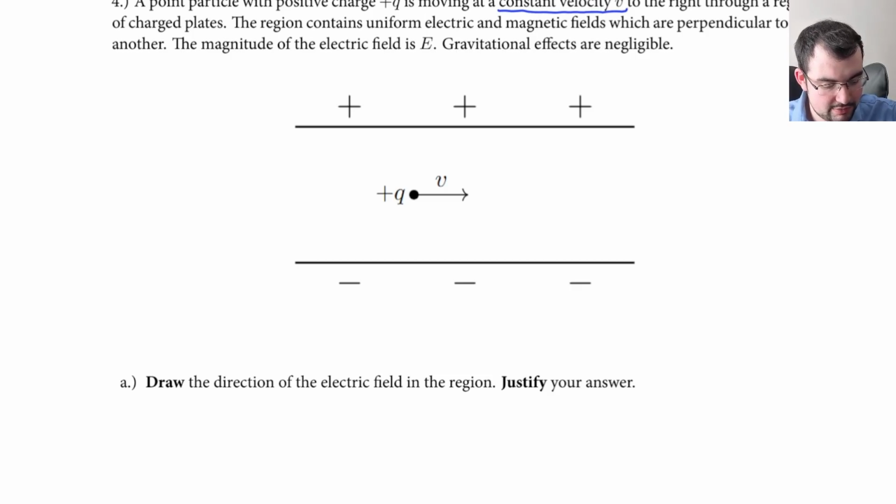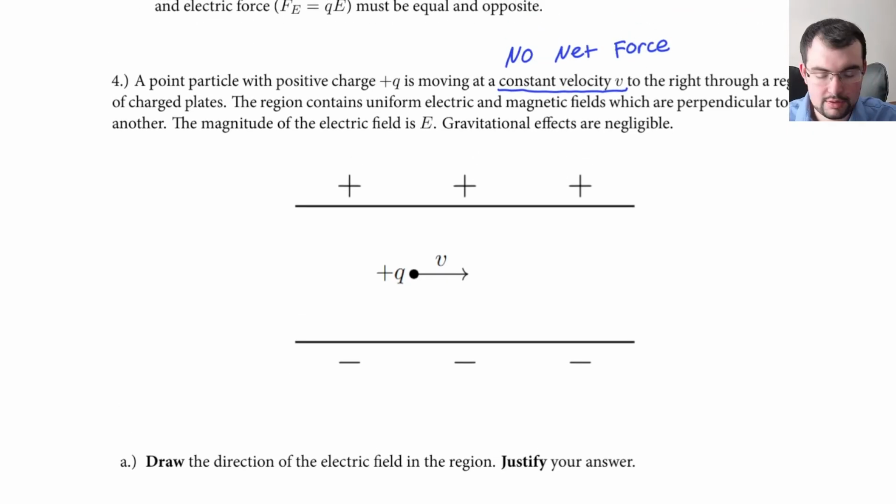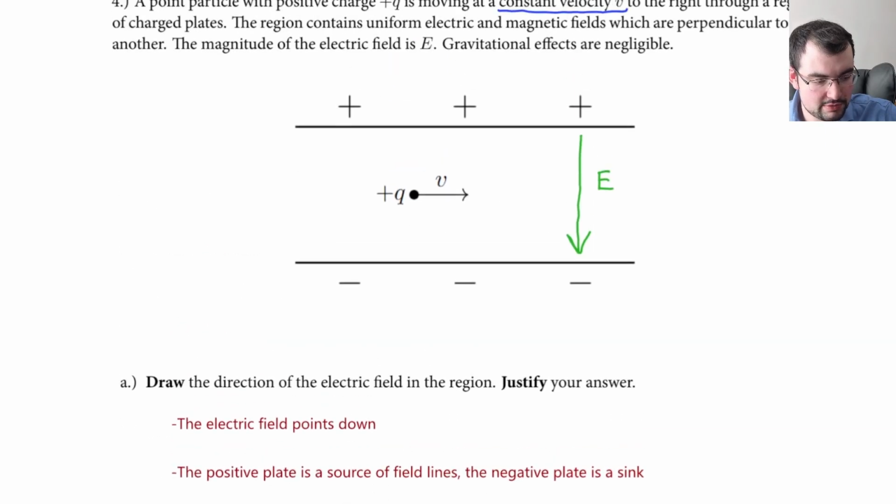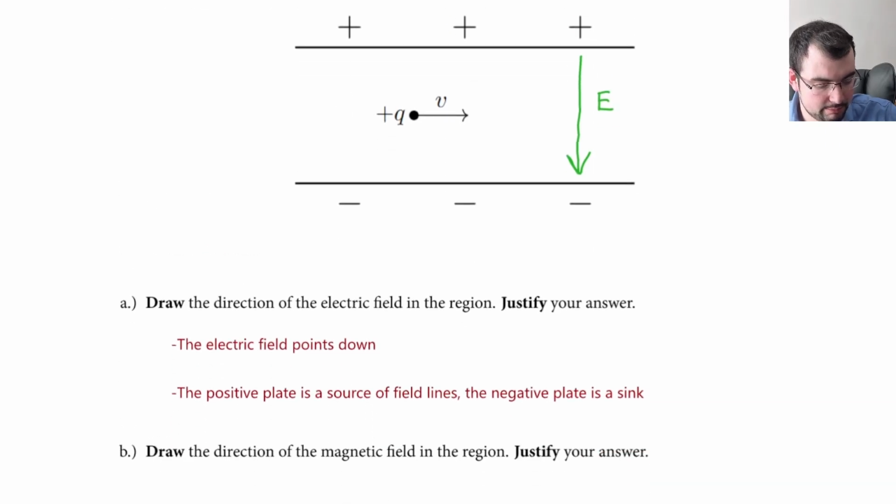Okay, what's the direction of the electric field in this region? Well, I have a positive plate and a negative plate. E fields point from positives to negatives, right? This is just our sources and sinks rule. So the electric field E is just straight down. Positive plate is a source of field lines, negative plate is a sink.